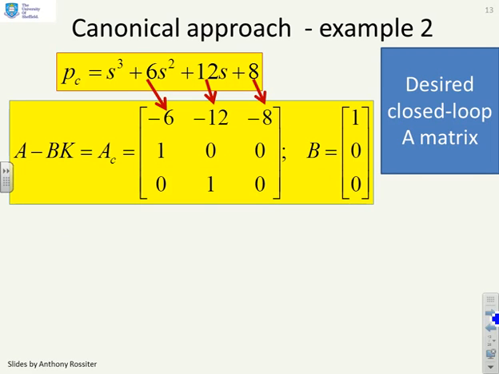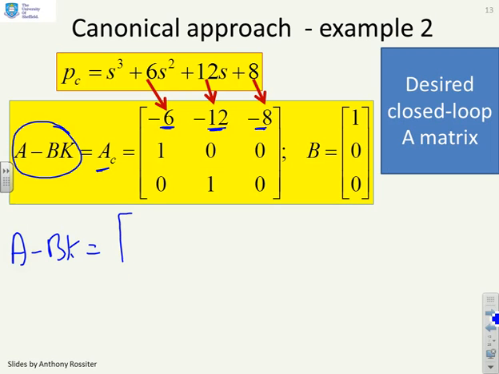What we're saying is when I get my closed loop state transformation matrix A minus BK, or you could call it AC, then I expect a 6, a -6, a -12 and a -8 on the top row, because that will give me this closed loop pole polynomial that I want. So the next thing to do is say, well, what actually is A minus BK?